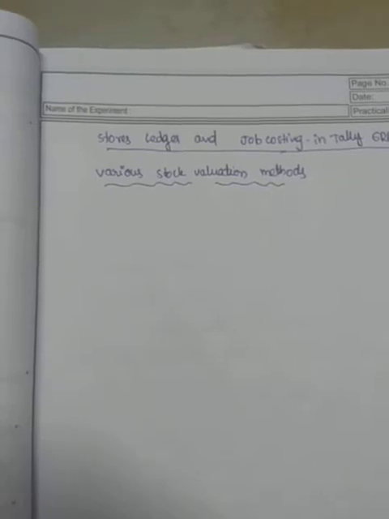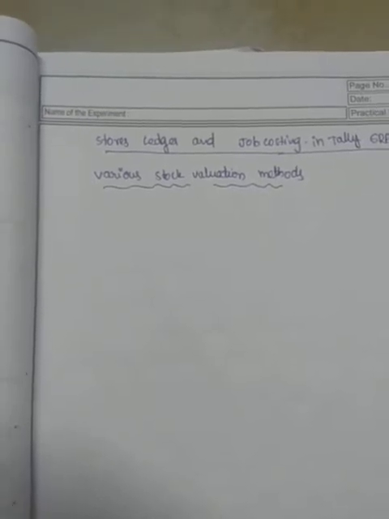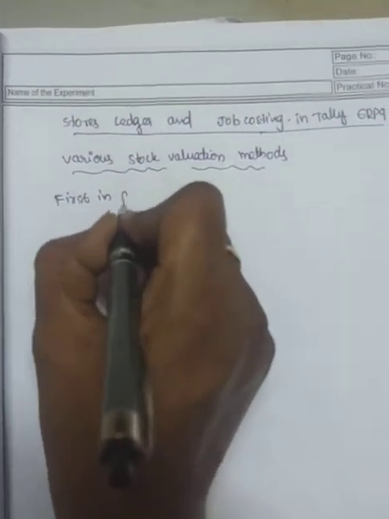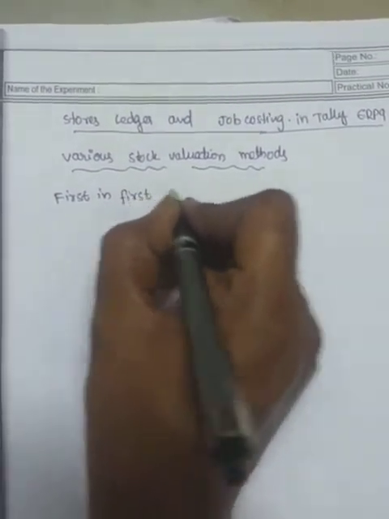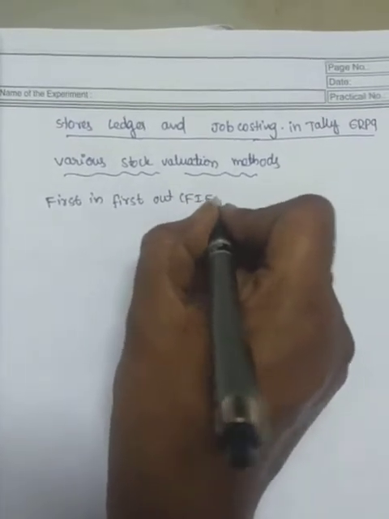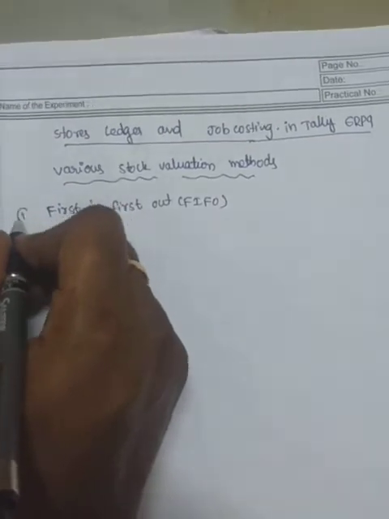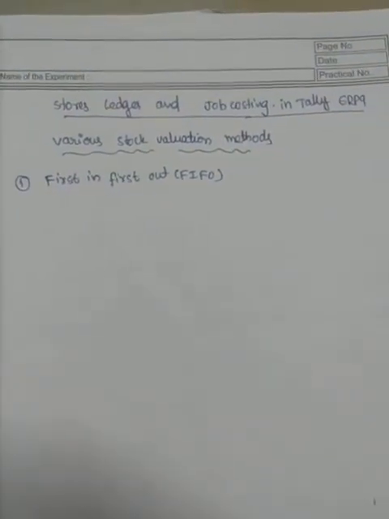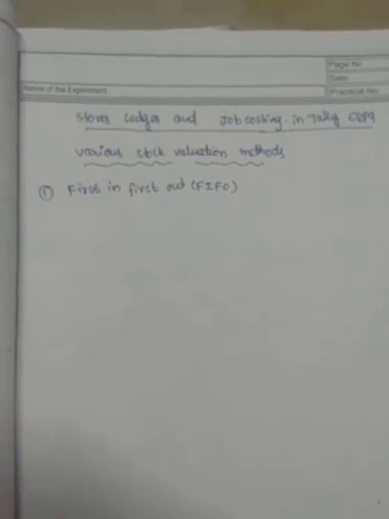The first one is the FIFO method, first in first out. So the first method is the first in first out method. FIFO stands for first in first out method.